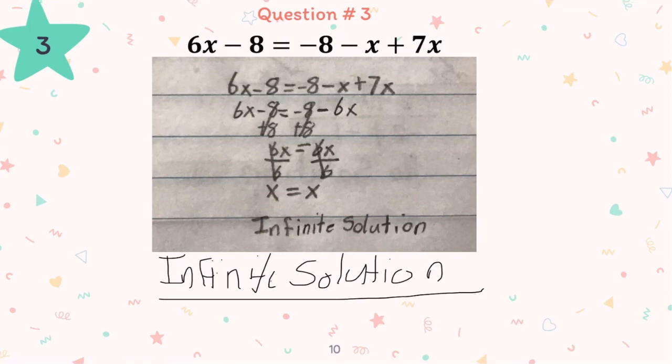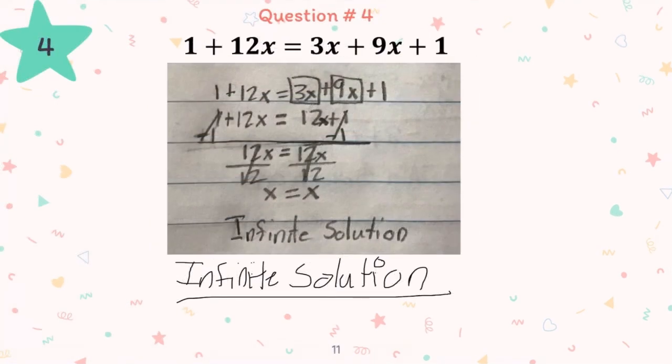So basically the opposite of adding is subtracting. So we have negative 8 plus 8, and we do it on both sides, which the two symbols cancel each other out. So now we're just left with 6x on both sides. So 6x equals 6x, but to get the x by itself, we do 6x divided by 6 on both sides, which equals 1x, but 1x is equal to x. So now we have x equals x, which is an infinite solution.